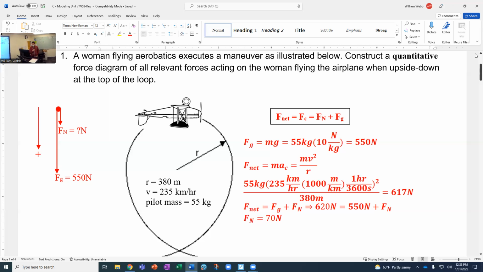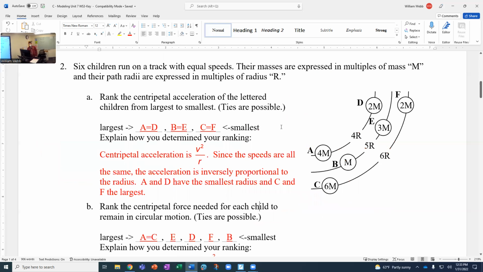All right, the second question. 6 children run on a track with equal speeds. Their masses are expressed as multiples of mass m, and their path radii are expressed as multiples of r. Rank the centripetal acceleration of the lettered children from largest to smallest. And so they have here under the explanation, centripetal acceleration is v squared over r. So does the mass even matter? No, it's just v squared over r.